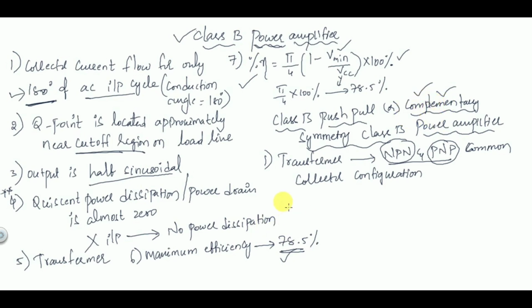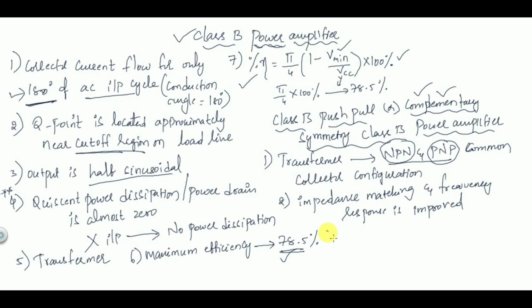Okay, the second point which we have to remember is, due to this common collector, impedance matching can be done, right? Impedance matching can be done and frequency response is improved when compared to transformer coupled. Okay, so impedance matching can be done and frequency response can be improved.